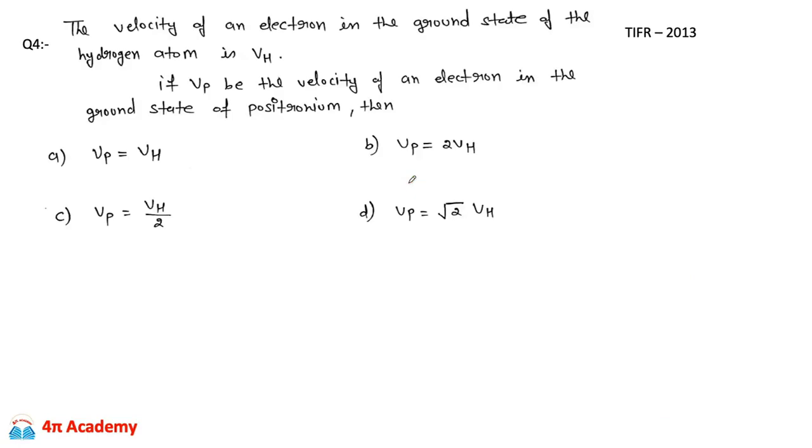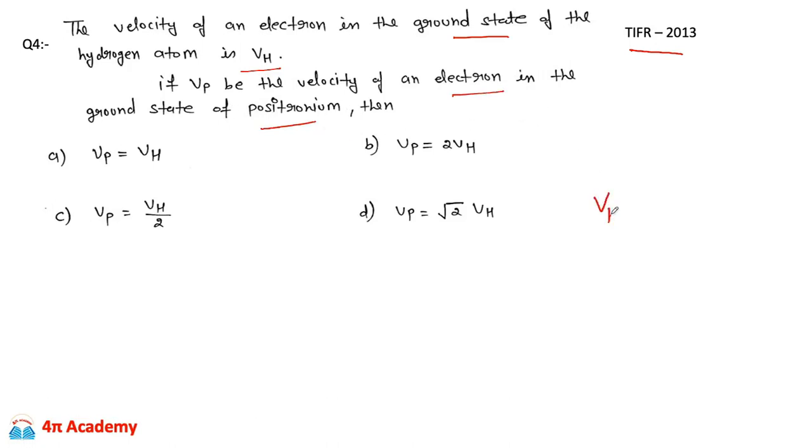So moving towards our last numerical, this we have already derived, and this came in the Tata Institute of Fundamental Research exam in 2013. Now what they have said is: the velocity of an electron in the ground state of hydrogen atom is Vh, and if Vp is the velocity of an electron in the positronium atom, then derive the relation.